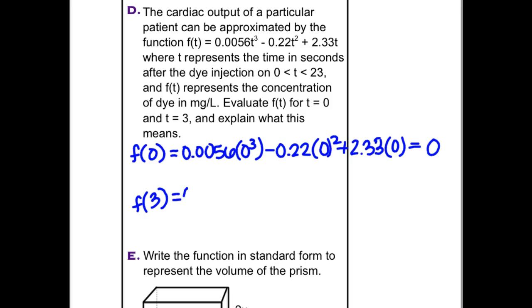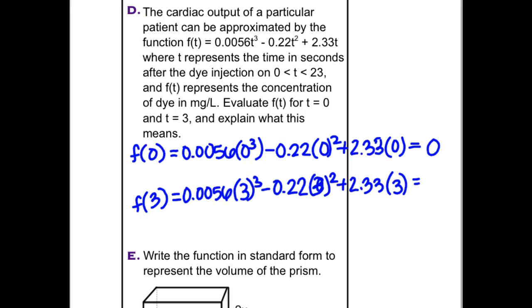And here we've got 0.0056 times 3 cubed minus 0.22 times 3 squared plus 2.33 times 3. Sorry, that's 3, not 0. So then I put that into a calculator. So I've got 0.0056 times 3 cubed minus 0.22 times 3 squared plus 2.33 times 3, and we get 5.1612.